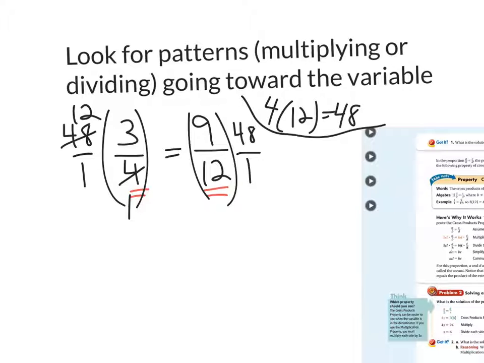And that gives us 12 times 3. So 12 times 3, which is 36. Over here, we can reduce both of these by 12. That gives me 1 and 4. 9 times 4 is 36. And those are equal.